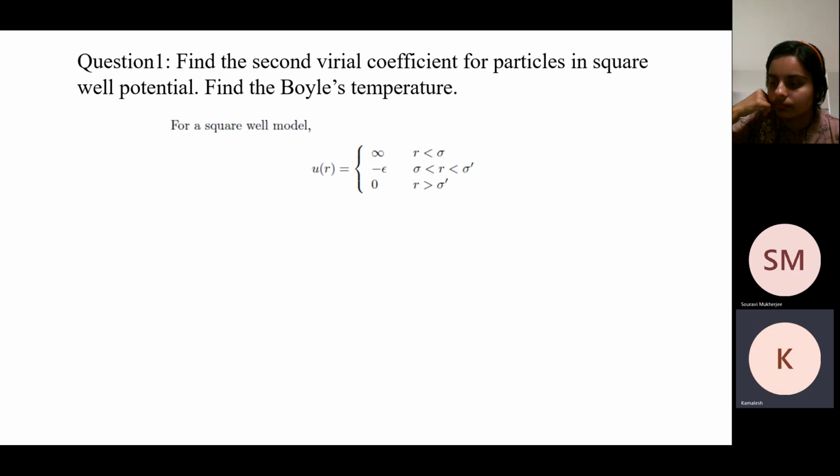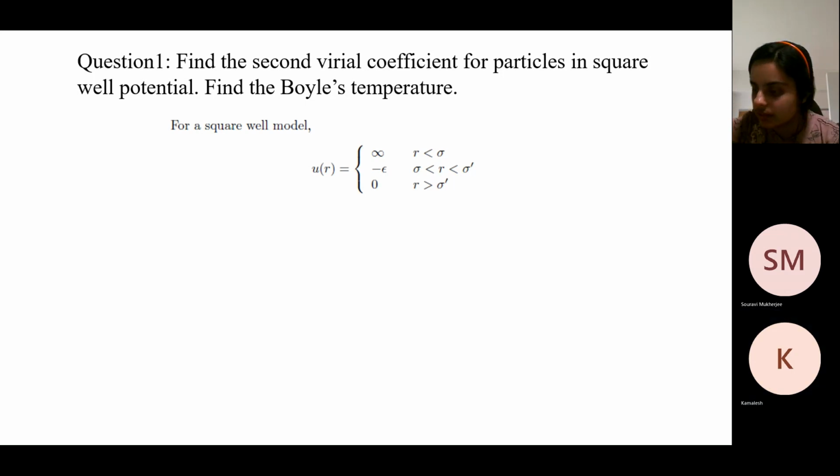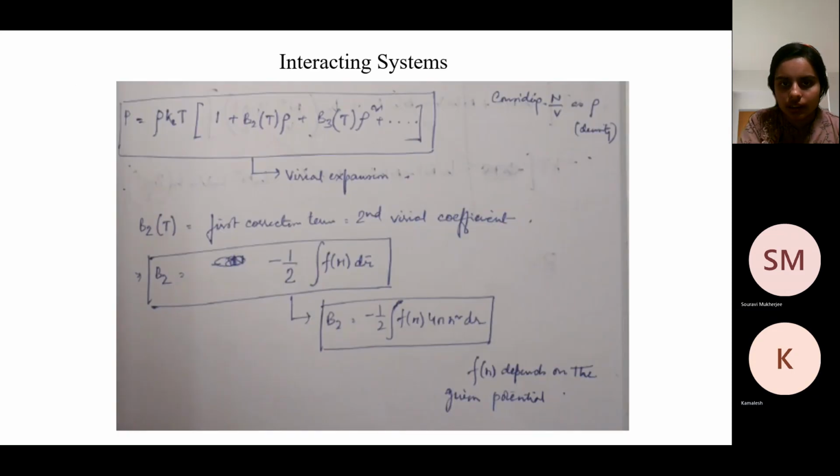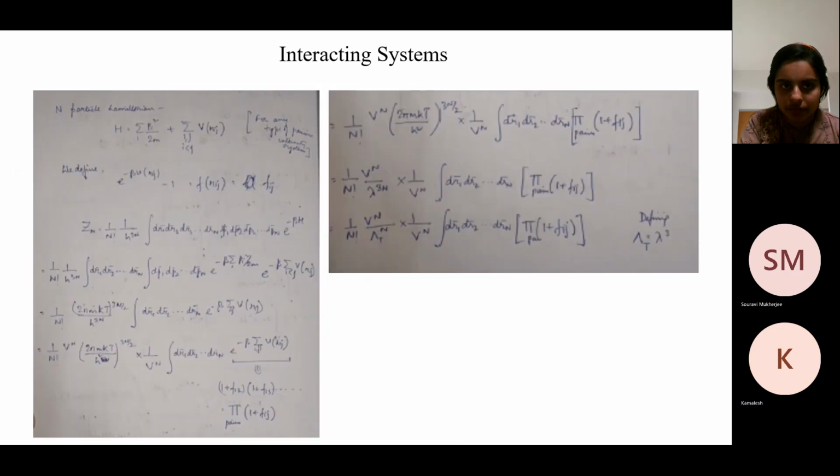I have a doubt. Yes, yes. How do we find f of r? Okay, so let us go to the definition of f of r. f of r is given by this, e to the power minus beta v minus 1.